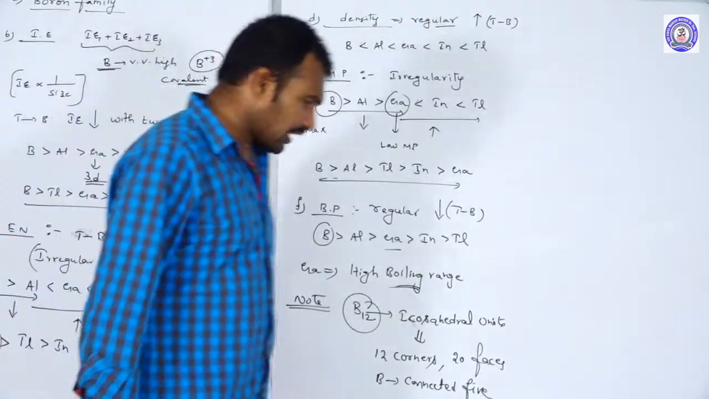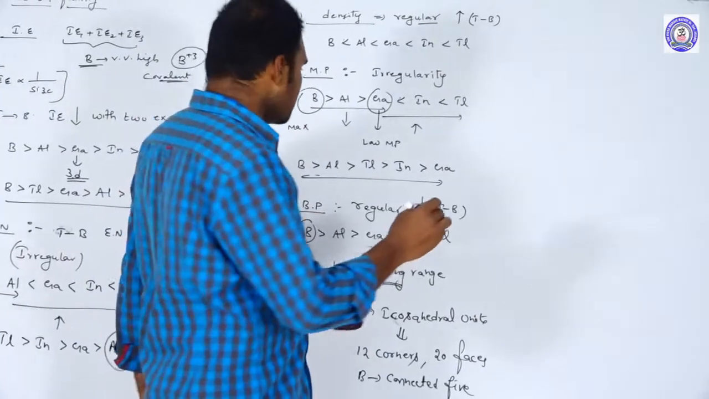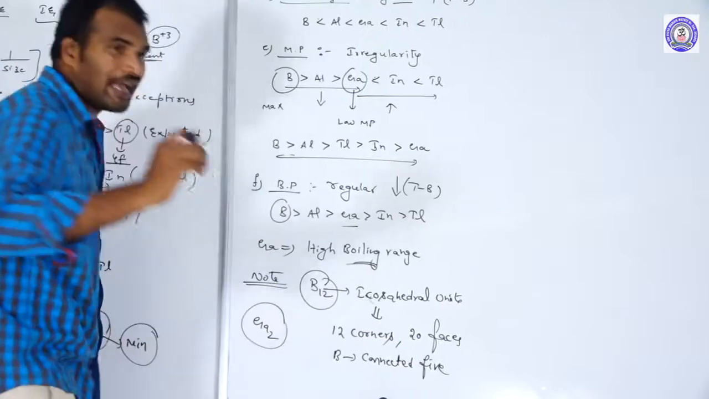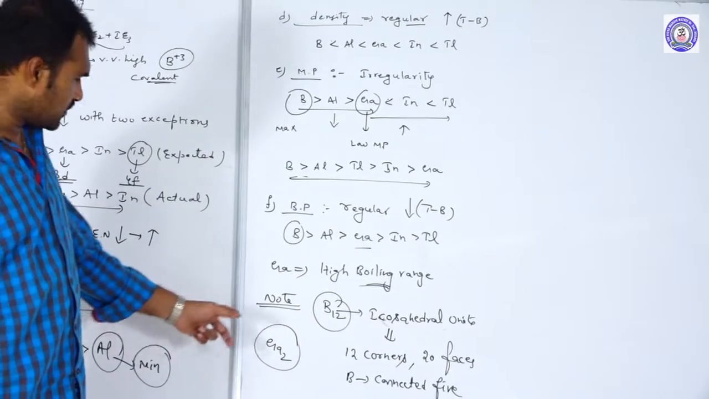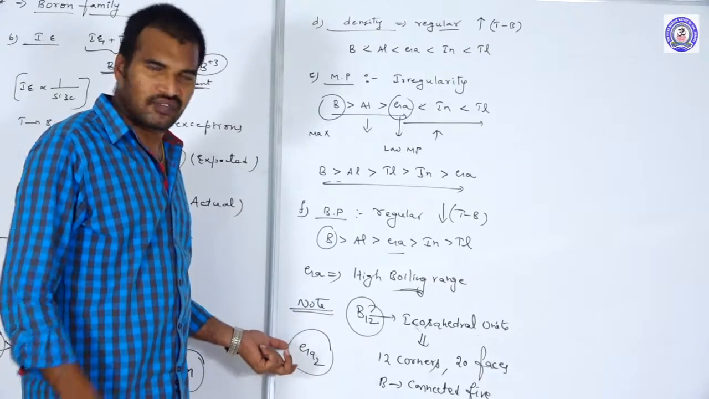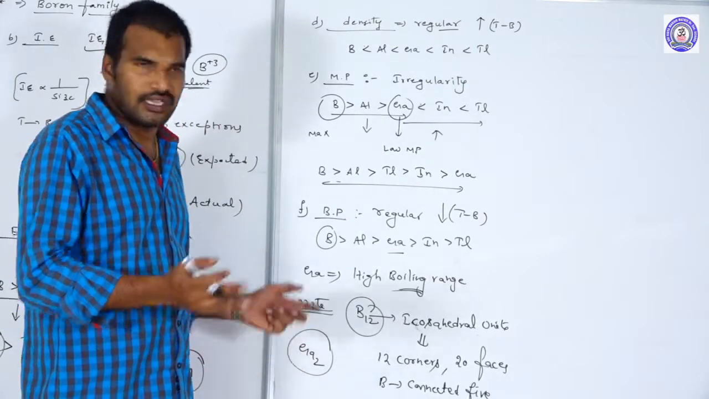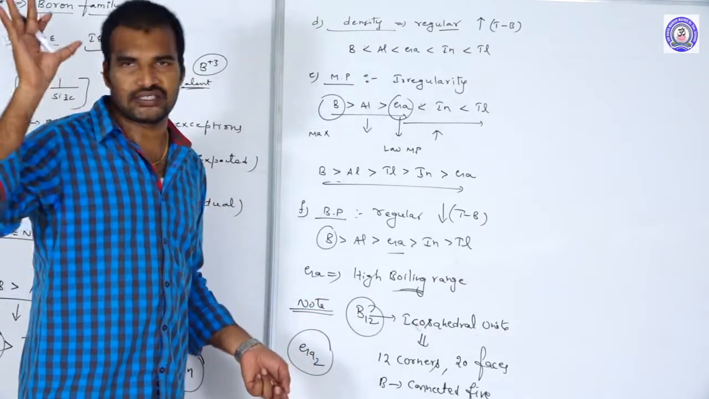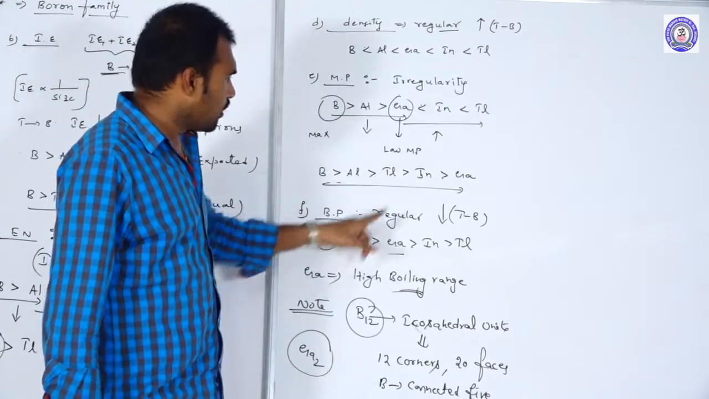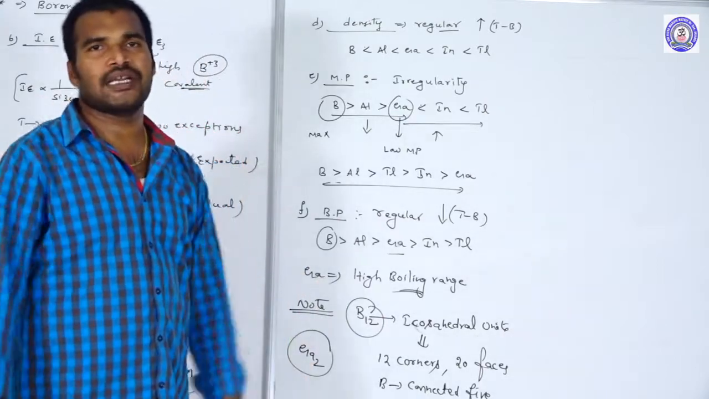Whereas coming to gallium, in general gallium exists as a Ga2 unit, two gallium atoms combined together. Because of its Ga2 structure, it can be broken easily, so its melting point is the least. That is the reason why boron has the highest and gallium the lowest melting point.